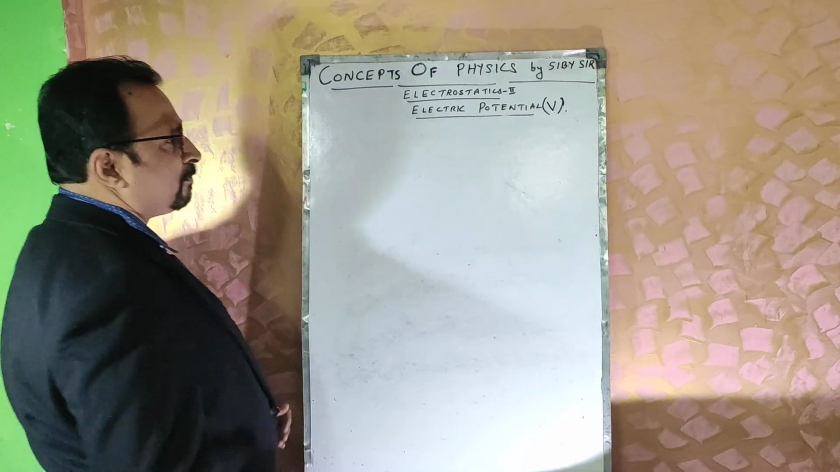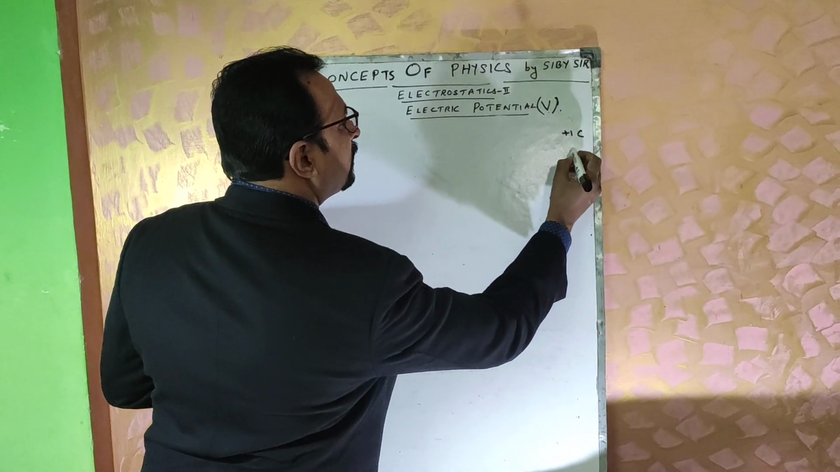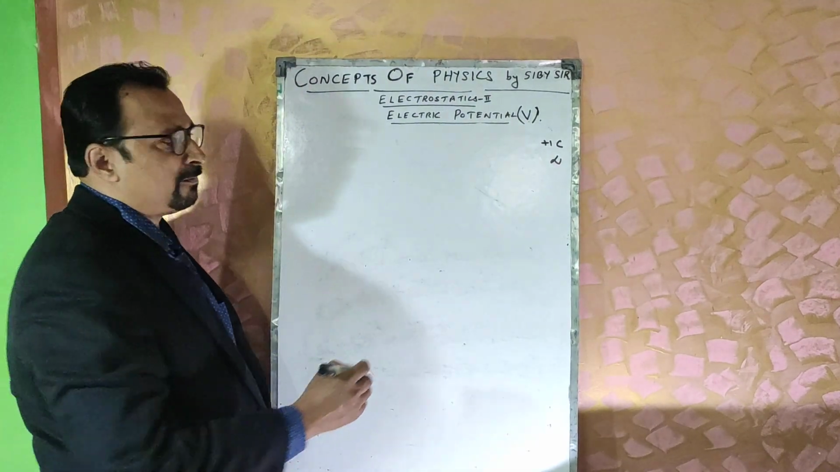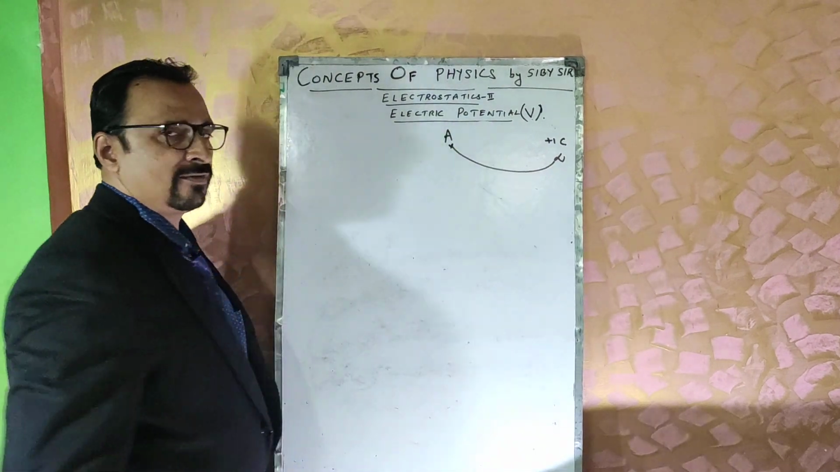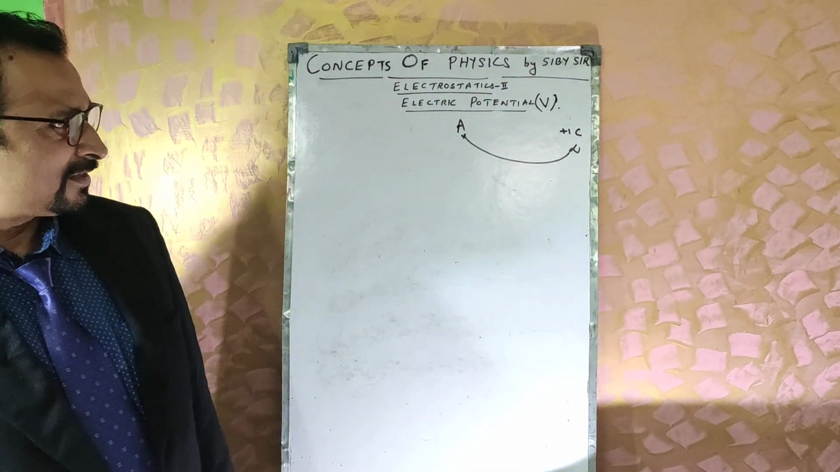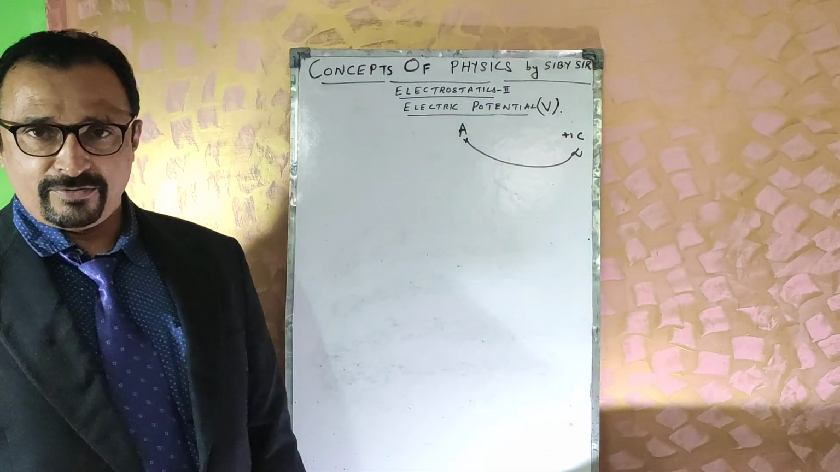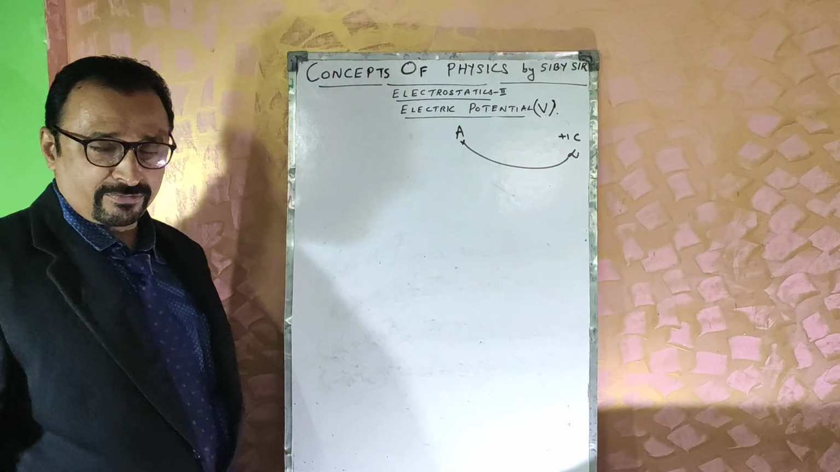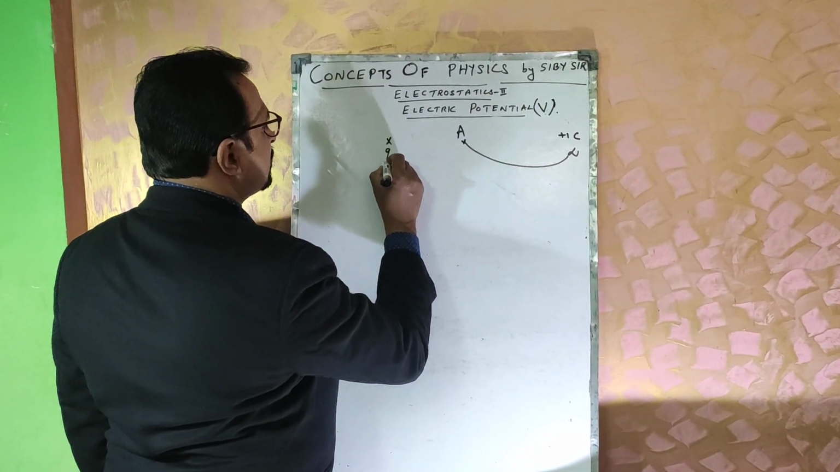How did you define electric potential in class 10? It is defined as the work done to displace unit positive charge from infinity to a point in an electric field. See that definition once again: the work done to displace unit positive charge from infinity to a point in an electric field. What is the source of this electric field? In the previous chapter we studied that the source of the electric field is a source charge.